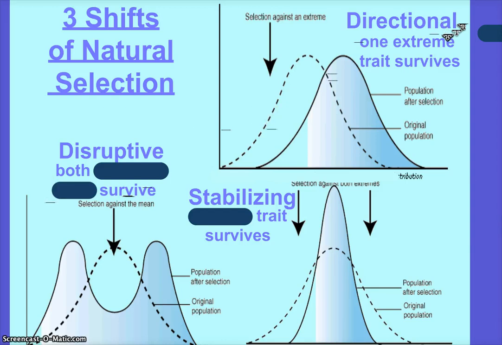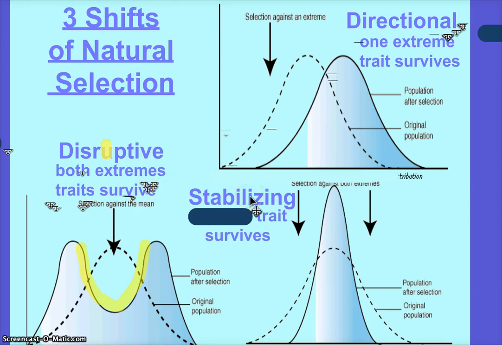Okay. Disruptive, let's highlight the U. And let's highlight the U-shaped curve, because that's what disruptive is, yes? What's happening here? Two extremes. Good. Two extremes survive, or two of that favorable trait can reproduce and evolve.